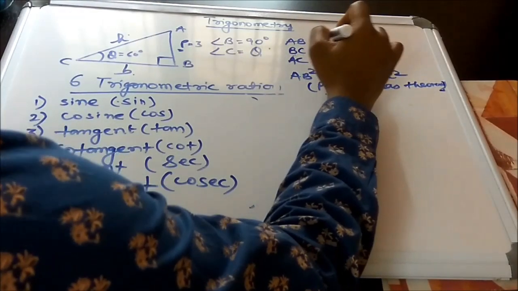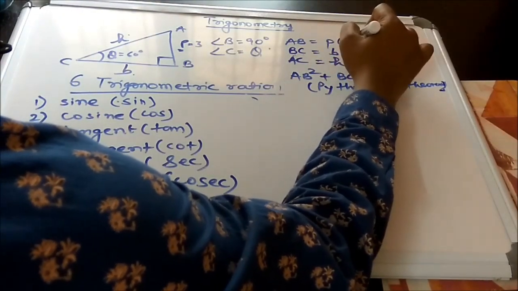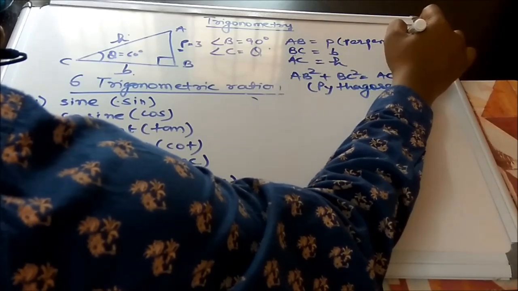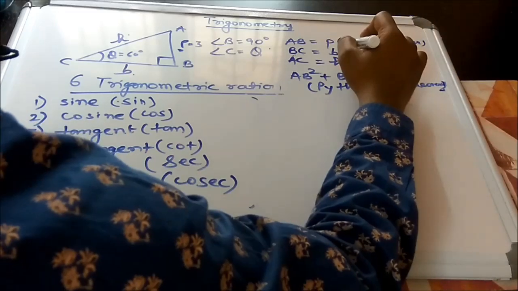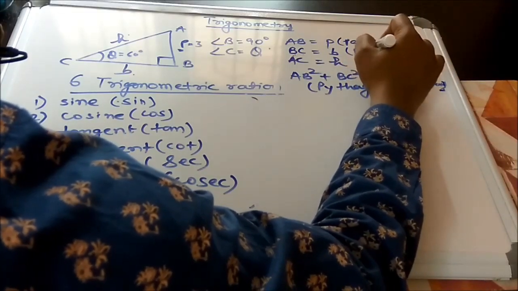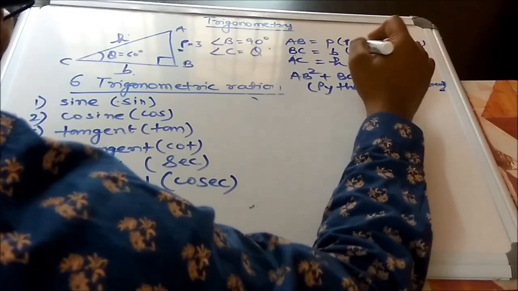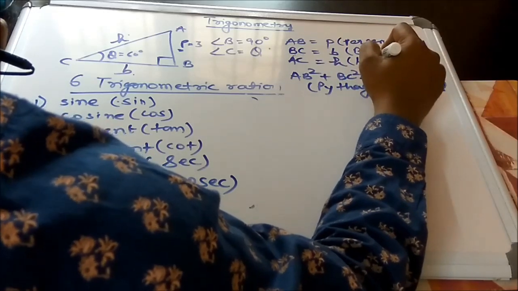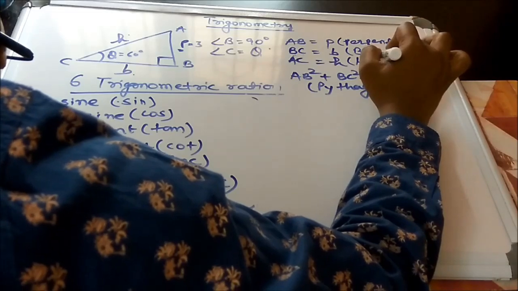I have named AB as P because we have considered it as perpendicular. I have named BC as B because we have considered it as base. And AC will naturally be H. There is no need to consider, it is nothing but the hypotenuse only.